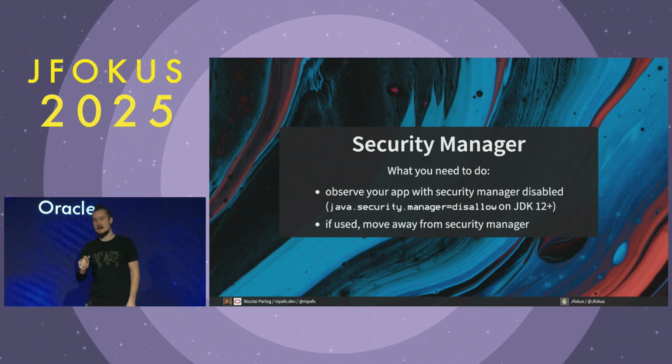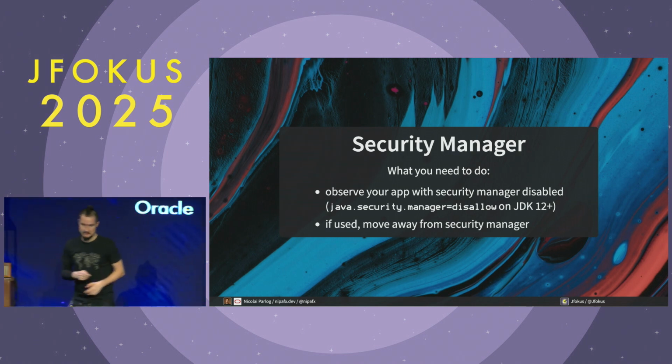So if you are at this point, you shouldn't be on any release between 12 and 16. If you're on 17, then you have this option available to you, java.security.manager=disallow. You should absolutely run your application with that, and then you should say, it works, good, I'm not impacted. And if it is impacted, then you should move away from it. So this is your way to prepare if you're not going to go to 24 anyway. OK, that was the one thing I want to tell you about in detail.